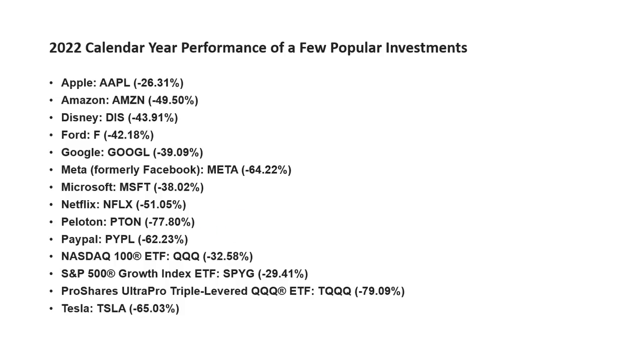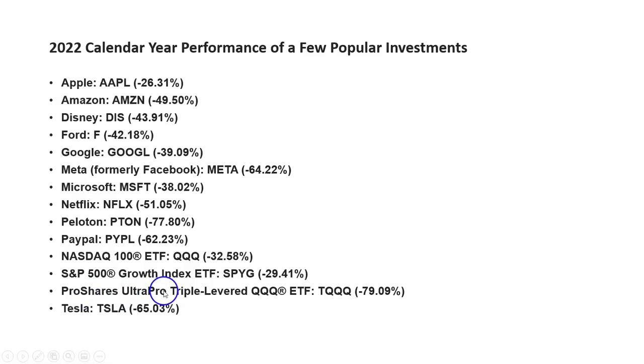PayPal down 62.23%. Look at this, the triple Qs. Now, not as bad as a lot of these things, right? But the triple Qs down 32.58% for the year. The SPYG, which is another popular ETF, I threw that in there. That is a growth-oriented ETF. It tracks the S&P 500 Growth Index. It was down 29.41%, so about the same, just a little bit less than the triple Qs.